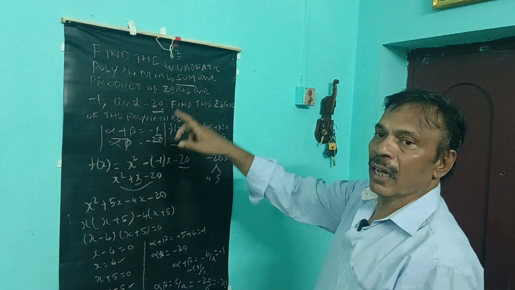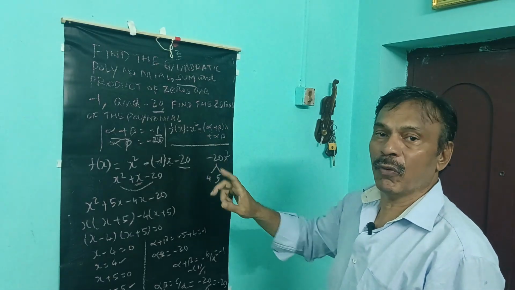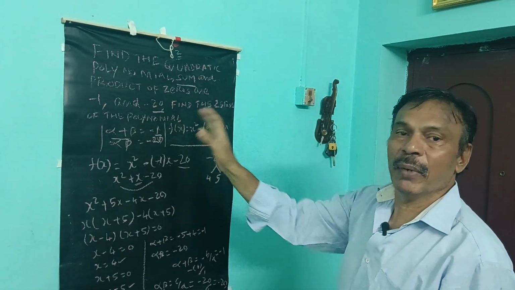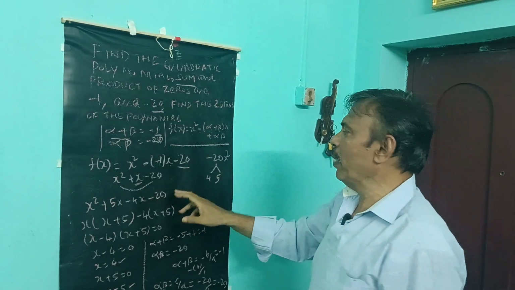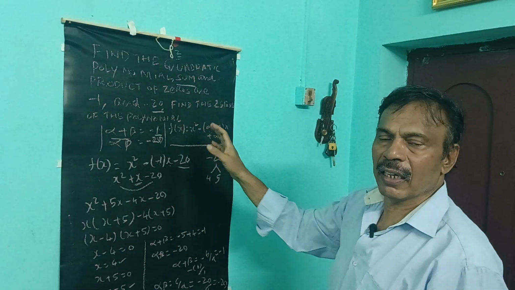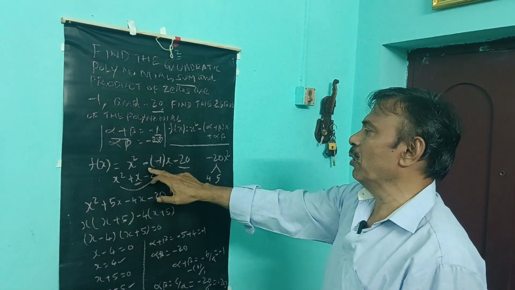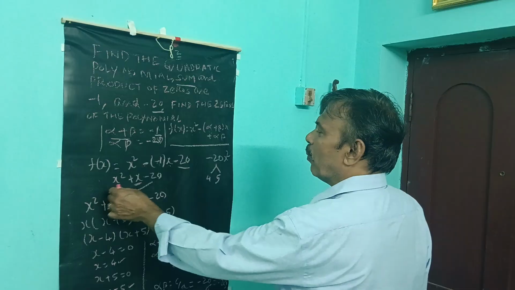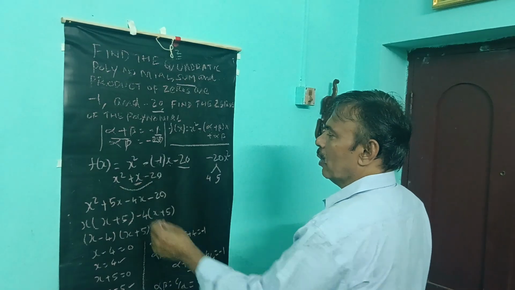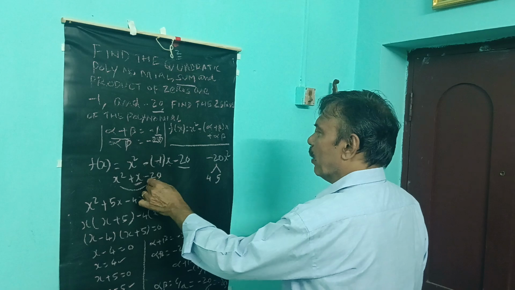Alpha beta is -20, this is no problem. Only in alpha plus beta, which is minus b by a, do you have to be careful, because alpha beta is c by a, with no minus sign. So you can straight away write alpha beta as c by a. So the equation becomes x squared plus x minus 20.